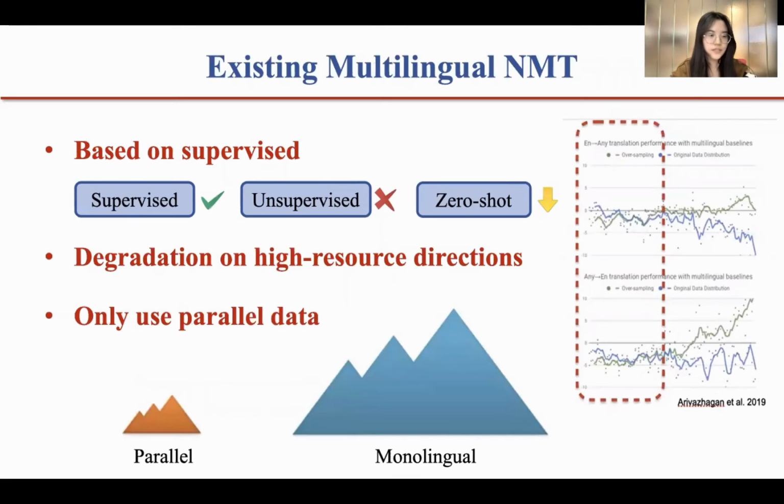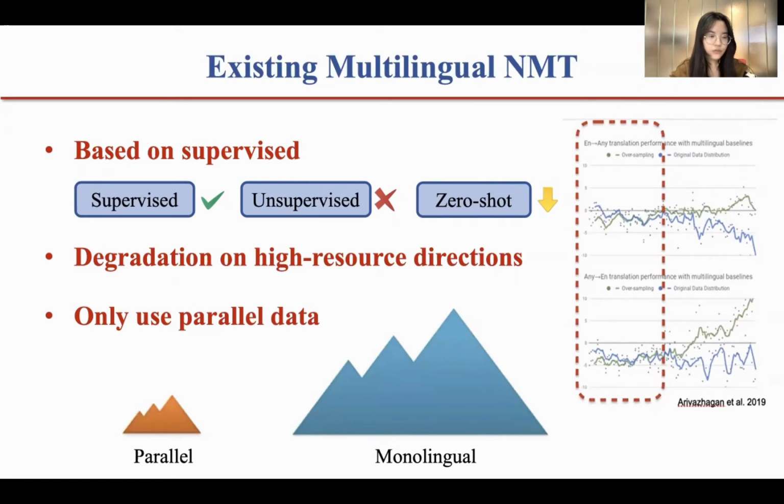Of course, multilingual machine translation was studied 5 years ago. Even so, current multilingual machine translation is mostly based on supervised scenarios. Although multilingual machine translation naturally supports zero-shot translation, its performance is poor. If we use the bridge model as a reference, it's much weaker than the bridge model. Sometimes it's not even available.